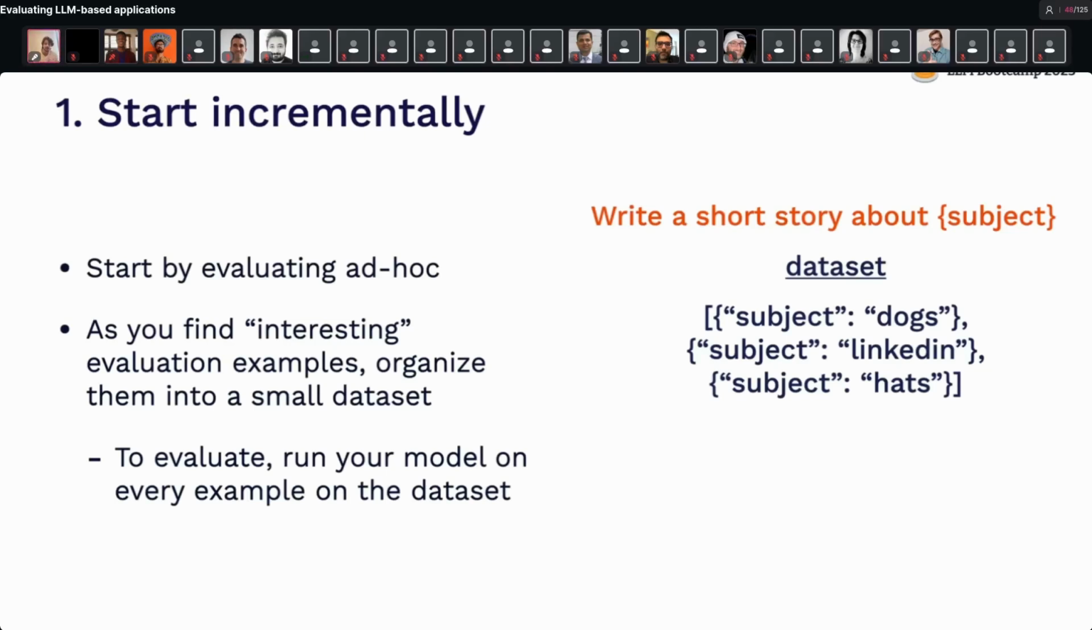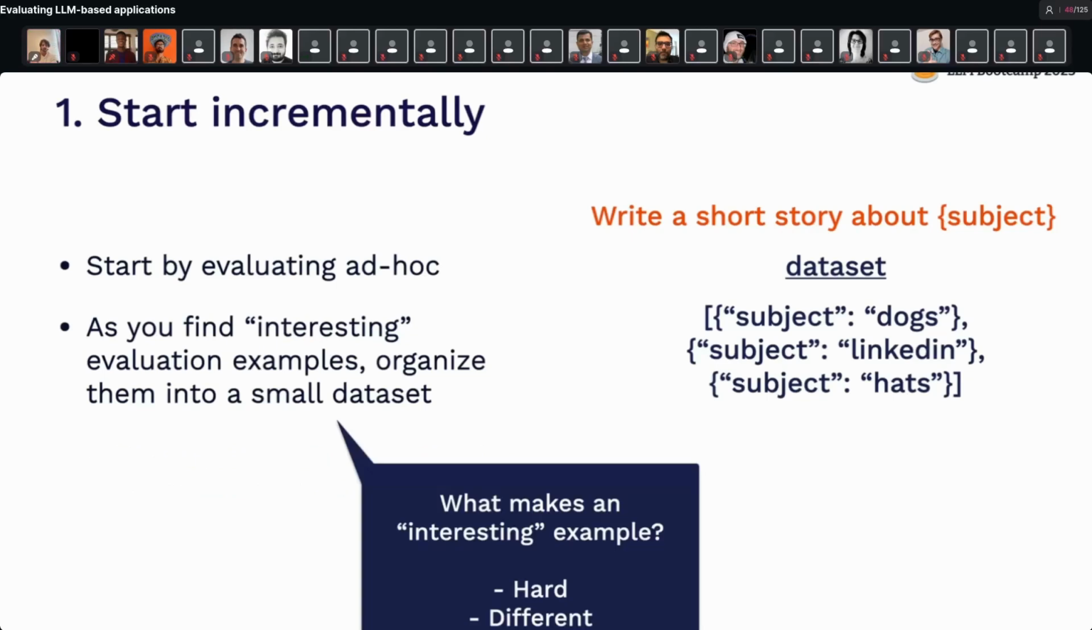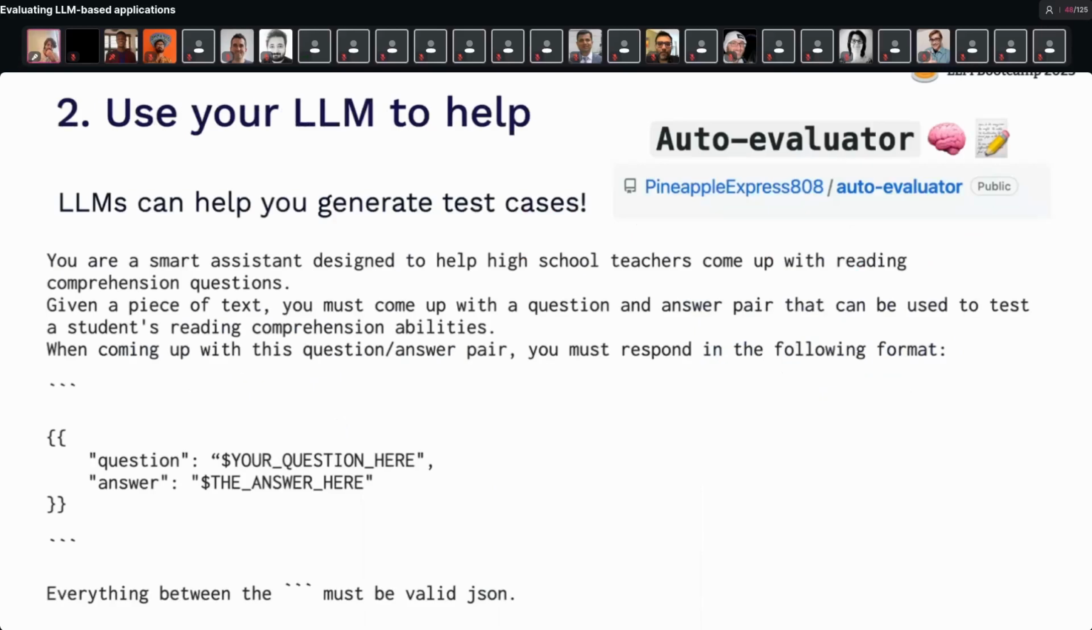And as I find these interesting examples, so as I try out inputs to the model that are interesting, I will organize those examples into a small data set. And then once I have that small data set, it might just be 2, 3, 5, 10 examples. Then as I make a change to the prompt, rather than going ad hoc, input by input to try the model on those, instead I'll run my model on every example in the data set. And so yeah, interesting examples are ones that are hard or ones that are different.